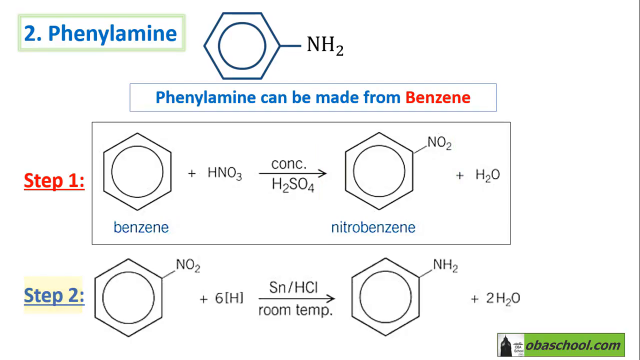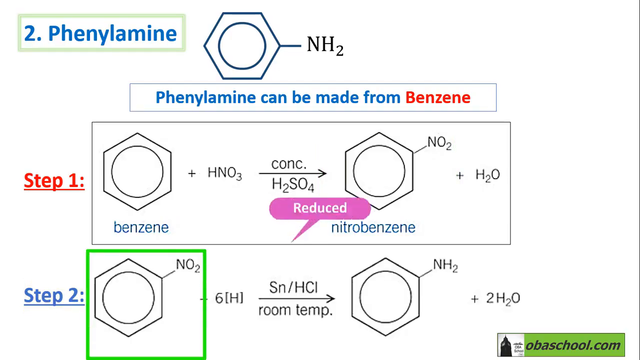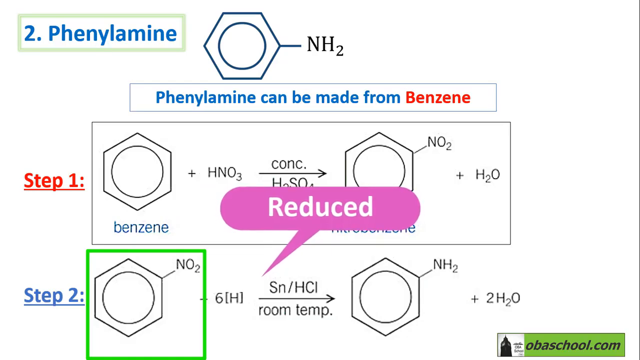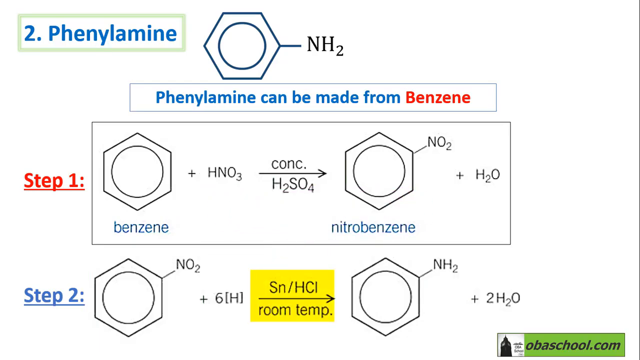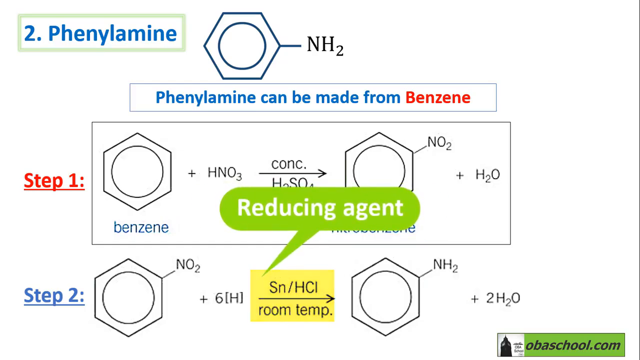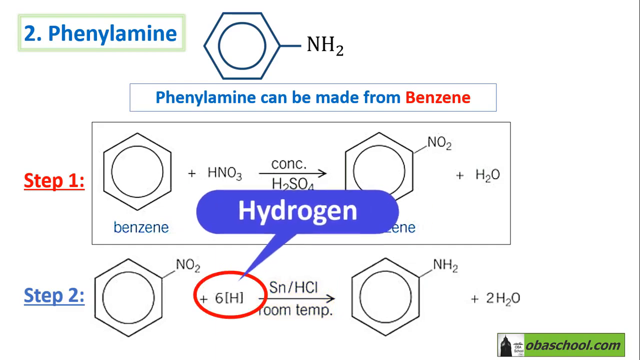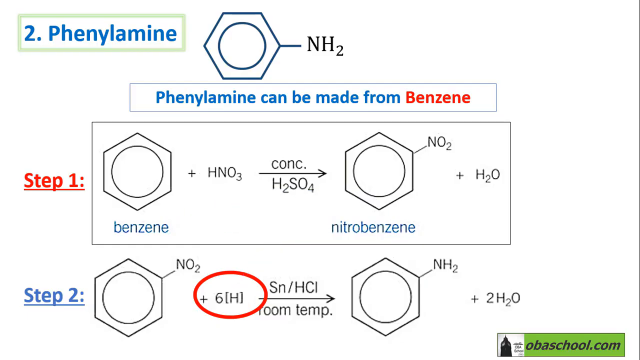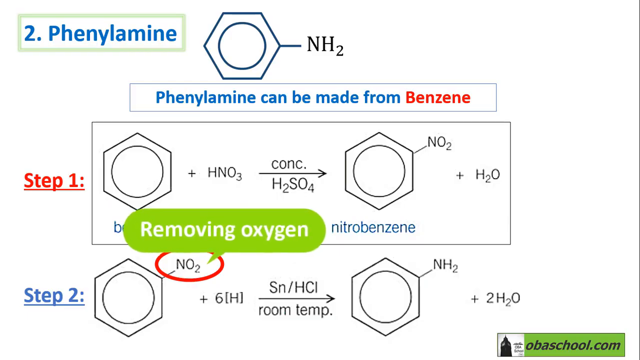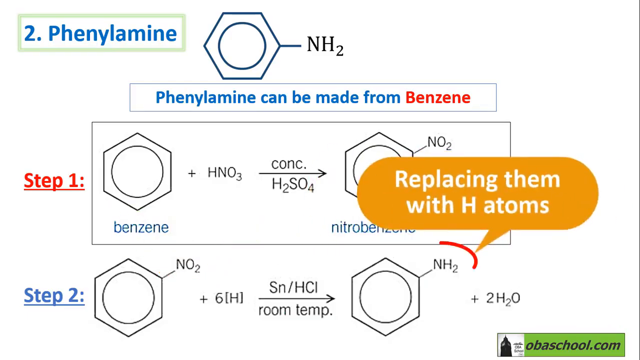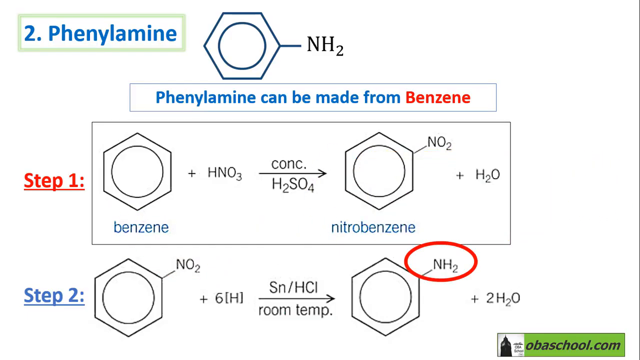In the second step, nitrobenzene is reduced to phenylamine using tin, which is Sn, and hydrochloric acid, which is HCl, as the reducing agent. The tin and the HCl that we have mixed at the beginning react to form hydrogen, where this hydrogen that was formed will reduce the nitrobenzene by removing the oxygen from NO2 and replacing them with hydrogen atoms. That's why we got at the end NH2, so we got our phenylamine.